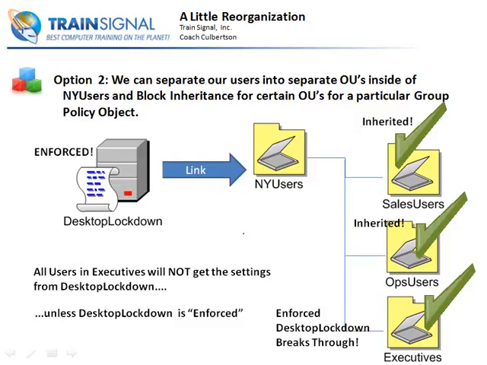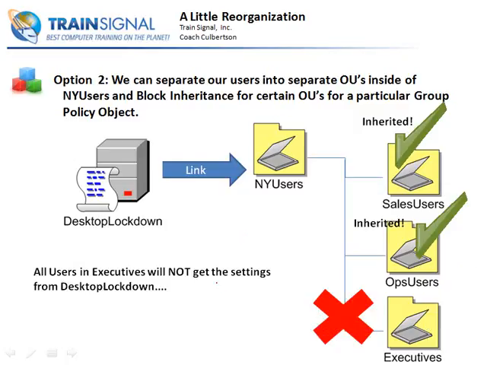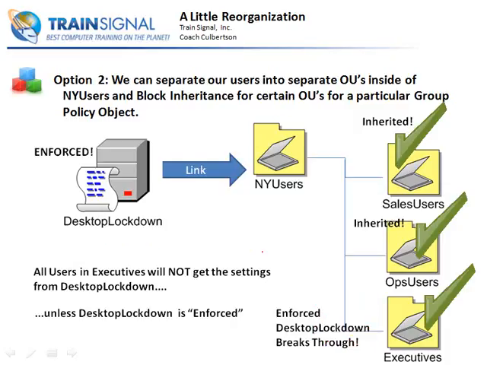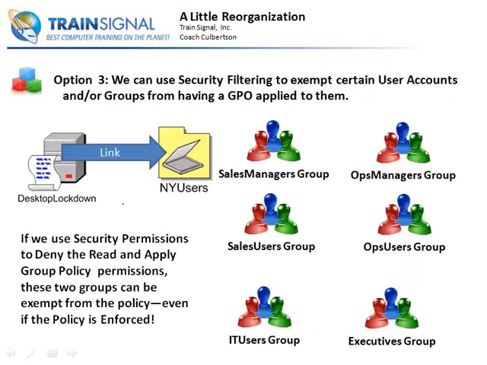So this is not a perfect solution, okay? Now, it is an initial solution as long as we're not enforcing desktop lockdown. That's going to be fine. But if we do, as soon as we do that, it breaks through that block inheritance. So you need to kind of keep that in the back of your mind. Most of your group policy objects are not going to be enforced specifically for that reason. You're only going to enforce a group policy that is absolutely vital to your enterprise, okay? All right, so let's talk about our third option now.